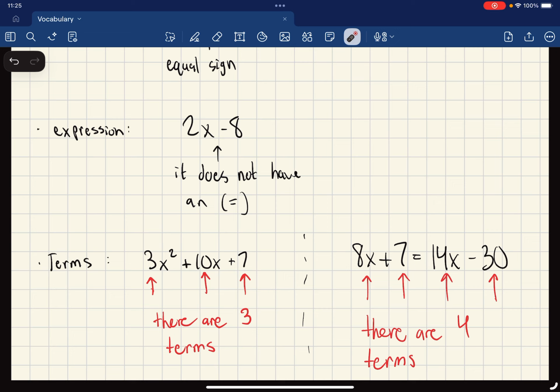Also, you can see that this is an equation, because there's an equal sign. And this is an expression, because it does not have an equal sign. And there you go. These are the essential vocabulary terms.